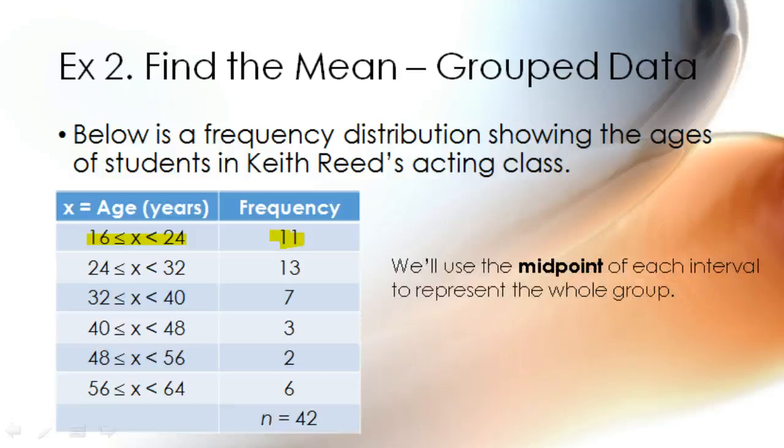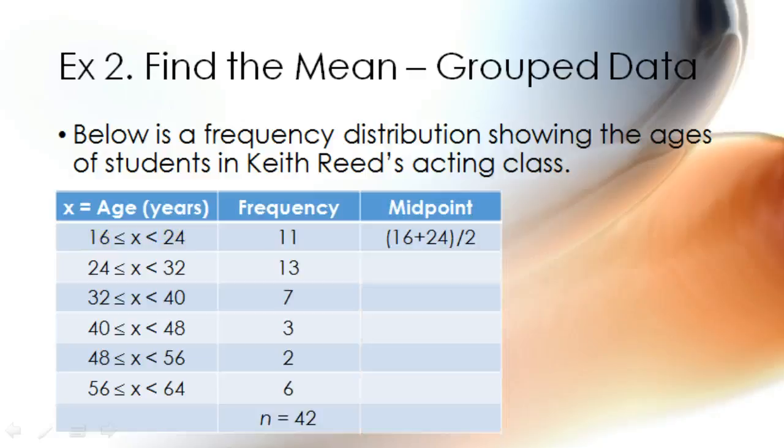How do you find the midpoint? Take the two endpoints, add them together, and divide by 2. So the midpoint of the first interval is 16 plus 24 divided by 2, the mean of the endpoints. That's 20, and I've gone ahead and done the rest of the midpoints and put them in this extra column here.